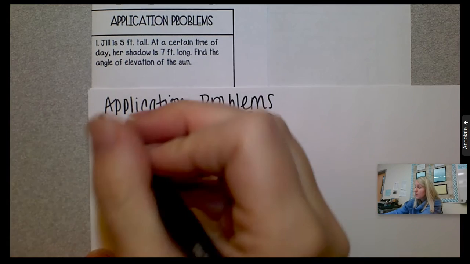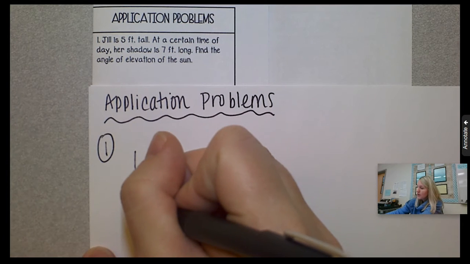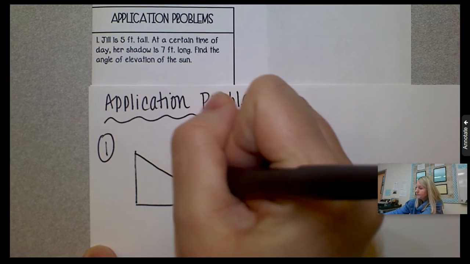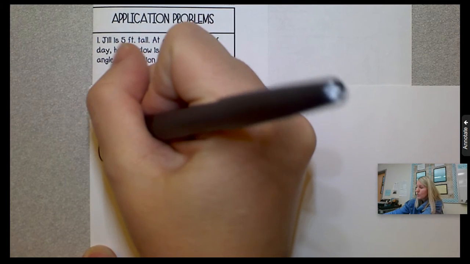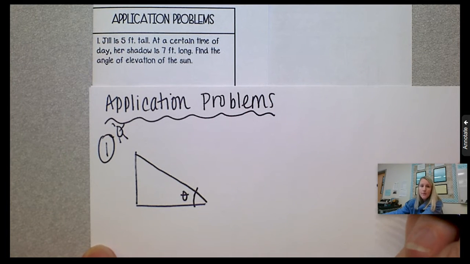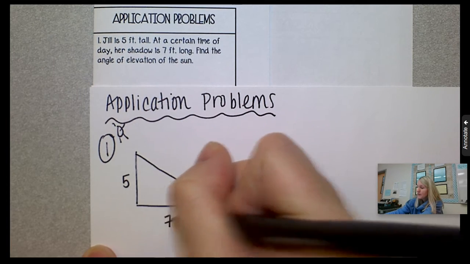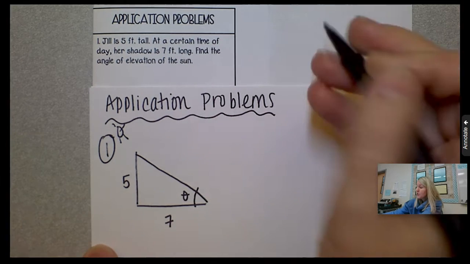So Jill is 5 feet tall. So this is Jill. I'm getting lazy with my drawings. She's a stick. At a certain time of day, her shadow is 7 feet long. The shadow is on the ground. Find the angle of elevation of the sun. So that's going to be my theta. Sun is somewhere up here. We're just trying to find what's the angle up there. So that would mean Jill is 5 feet. Her shadow is 7 feet. So you were setting that up. From here, you're just labeling. What do I know, right? So I know from this angle, opposite and adjacent.